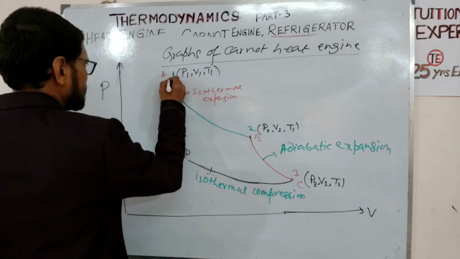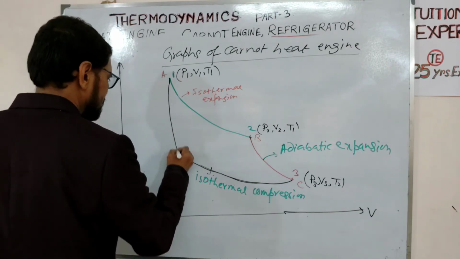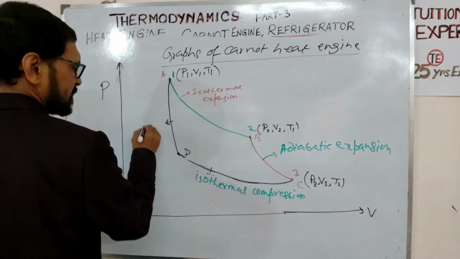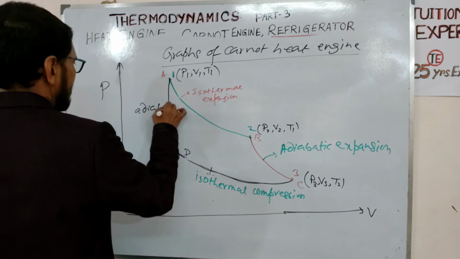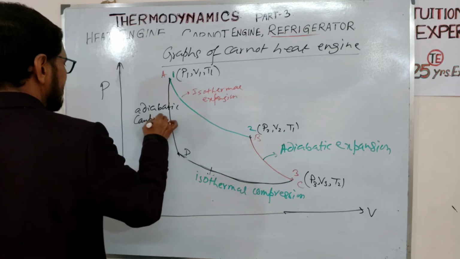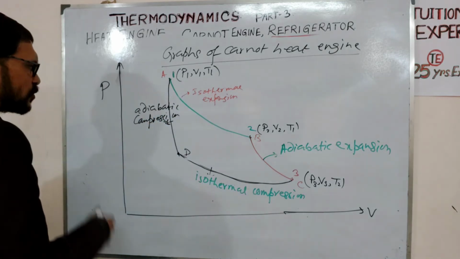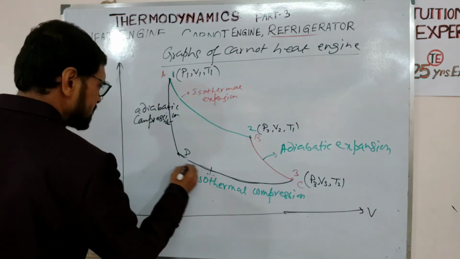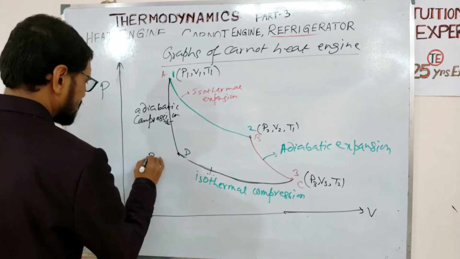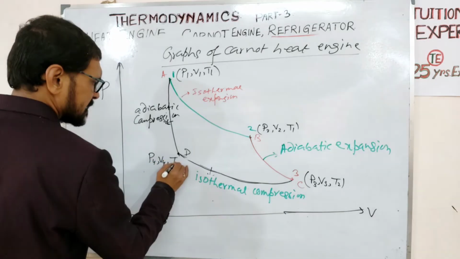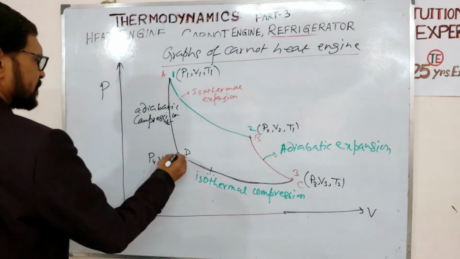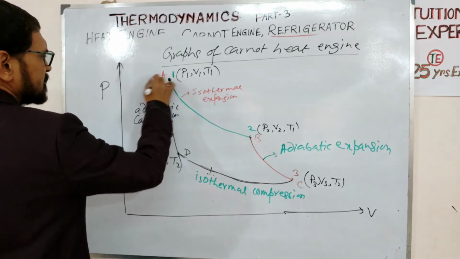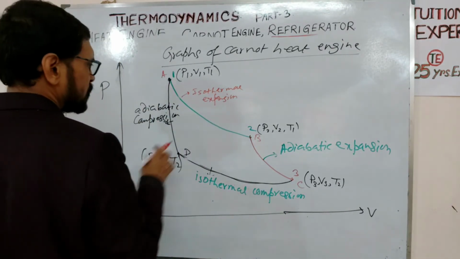And from this to this, D to A, again this is adiabatic compression. So these are the 4 steps. Now, this pressure is P4, volume V4, and temperature is isothermal, so T2. Again from this T2, the temperature comes to T1. So these are the 4 cyclic processes.